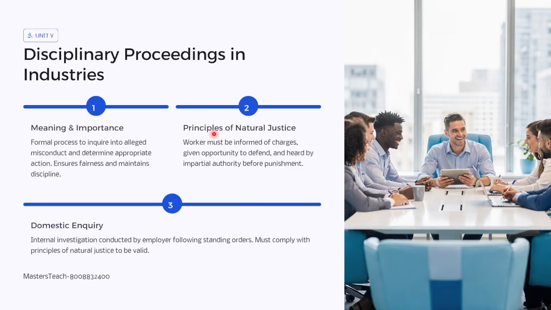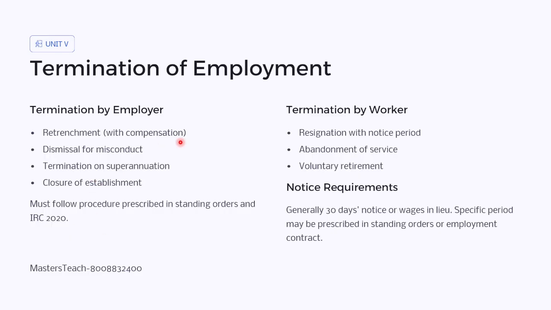So disciplinary proceedings in industries. Meaning and importance. A formal process to inquire into alleged misconduct and determine appropriate action, ensure fairness and maintain discipline. Principles of natural justice. The worker must be informed of the charges, given an opportunity to defend, and heard by an impartial authority before punishment. Domestic inquiry. An internal investigation conducted by the employer following the standing orders must comply with the principles of natural justice to be valid.